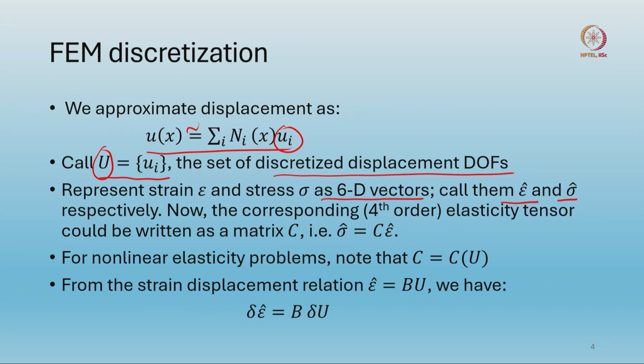Now the corresponding elasticity tensor, which is 4th order, could be written as a matrix then. Because sigma hat is a vector and epsilon hat is a vector, C will be a matrix. So, you take the original elasticity tensor and represent it properly through a matrix C, so that it reproduces the known stress strain relationship.